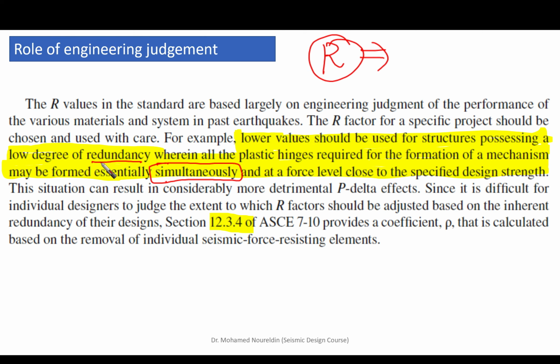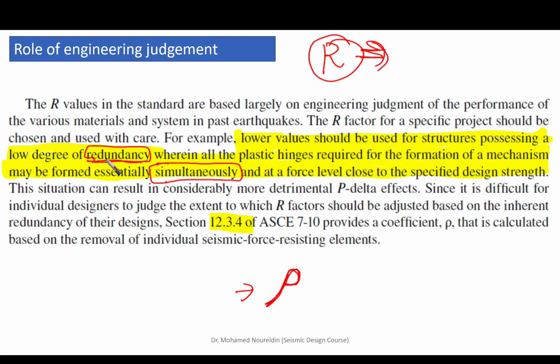So if the system lacks redundancy or has poor redundancy, and the plastic hinges are going to be formed simultaneously, then in this case R should be small. So this is very important. In this case, you are going to find the code providing something called the redundancy factor, R. There is something related to redundancy we're going to talk about.